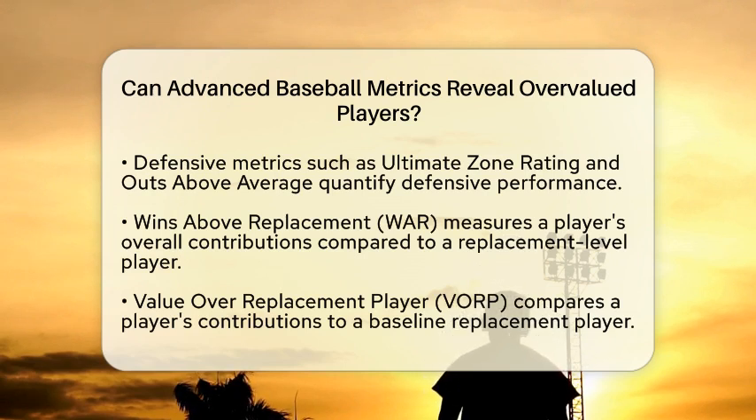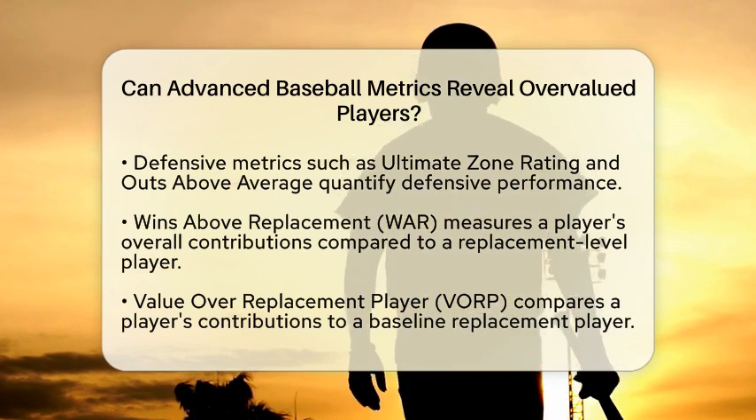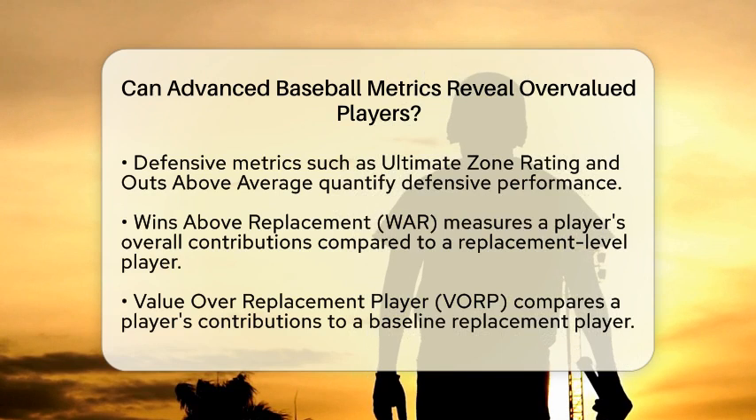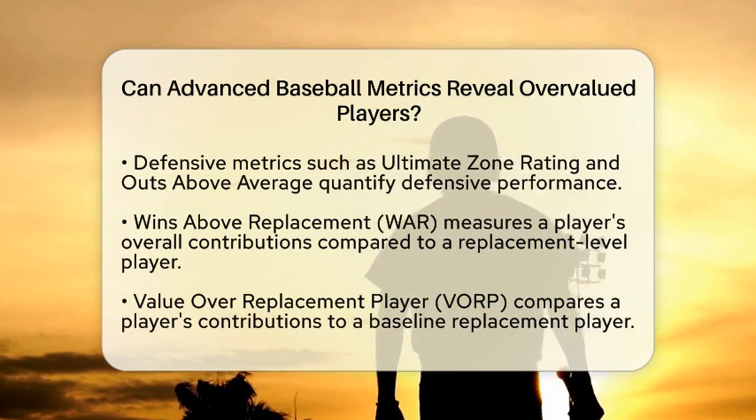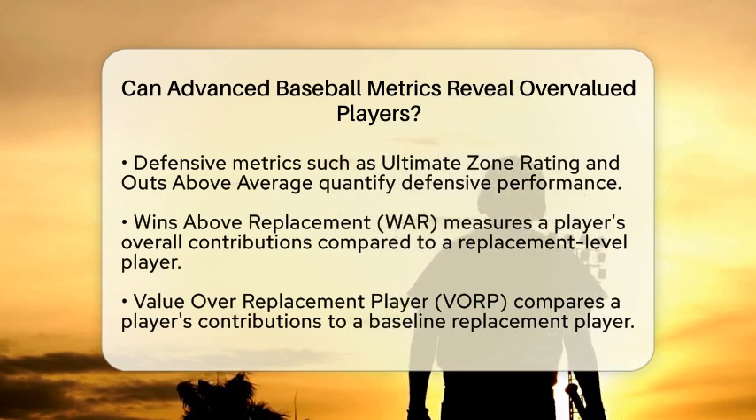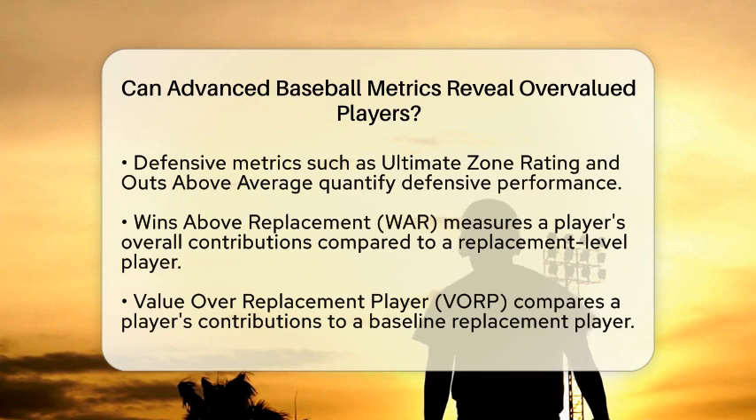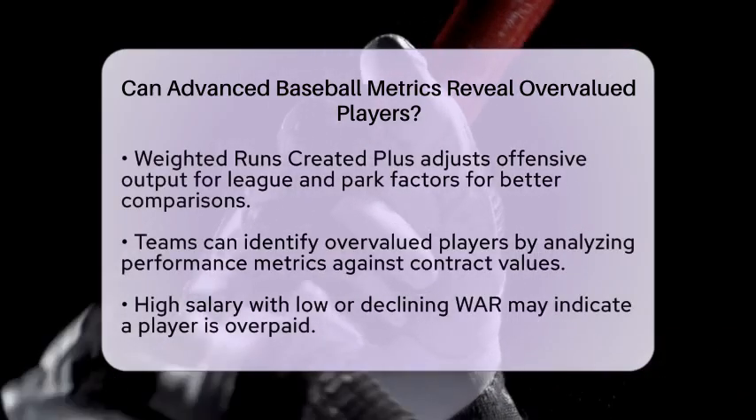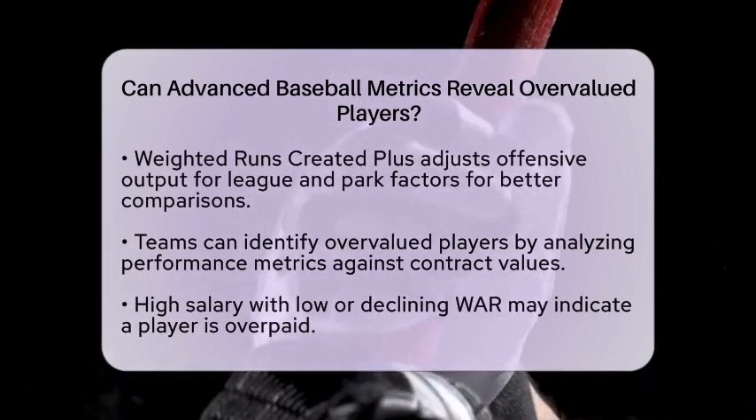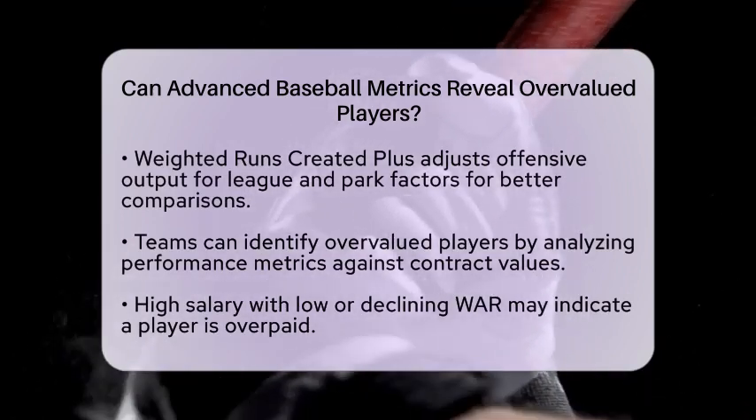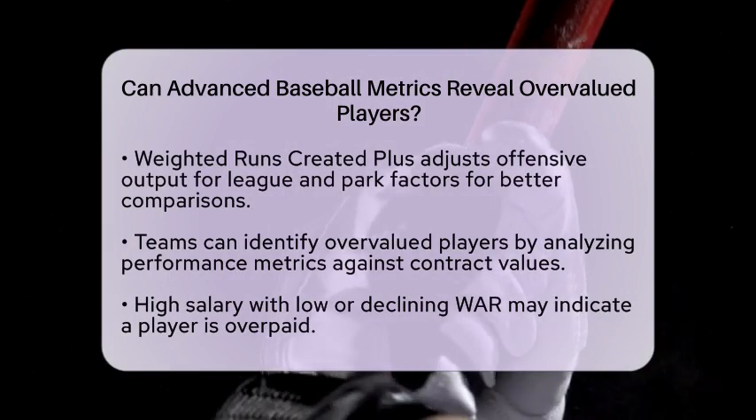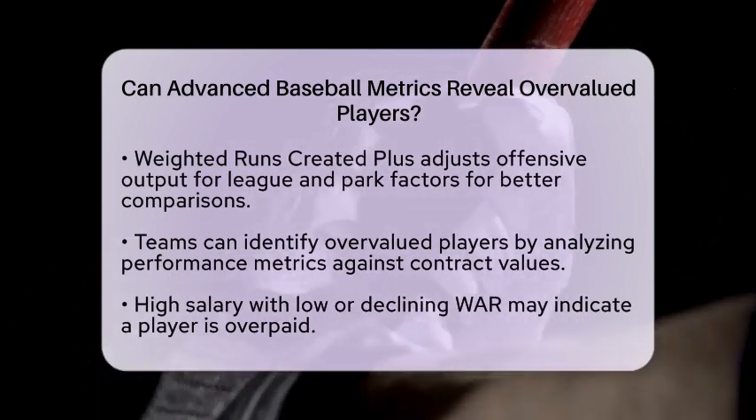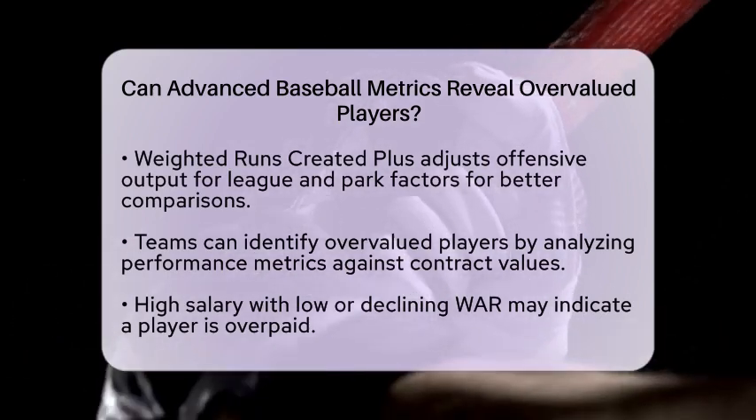Weighted runs created plus adjusts a player's offensive output for league and park factors, making it easier to compare players across different contexts. By looking at these metrics, teams can identify players who may be overvalued based on their performance relative to their contracts. For example, if a player has a high salary but a low or declining wins above replacement, they might be considered overpaid.